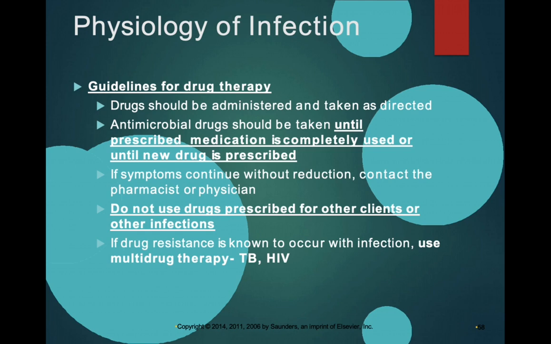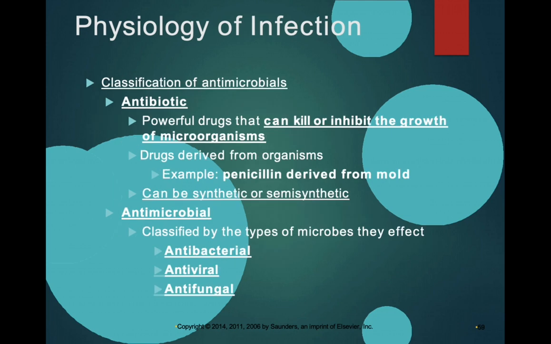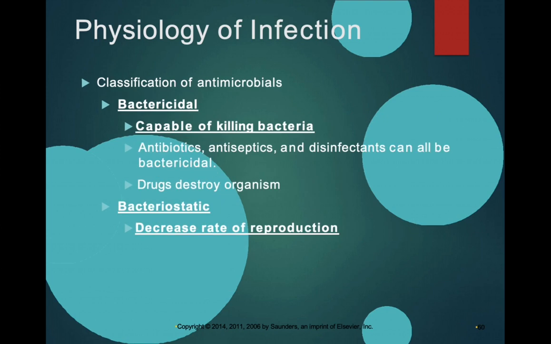Okay. There's also drug resistance known to occur with certain infections. This is when they have to use like a multi-drug cocktail or therapy, typically with tuberculosis and even with HIV. Different classifications of antimicrobials. There's antibiotics. These are powerful drugs that kill or inhibit the growth of microorganisms. A classical example of that would be penicillin, which was derived from mold. And they could be synthetic or even semi-synthetic. Antimicrobials are classified by the type of microbe they treat. They're either antibacterial, antiviral, or antifungal.